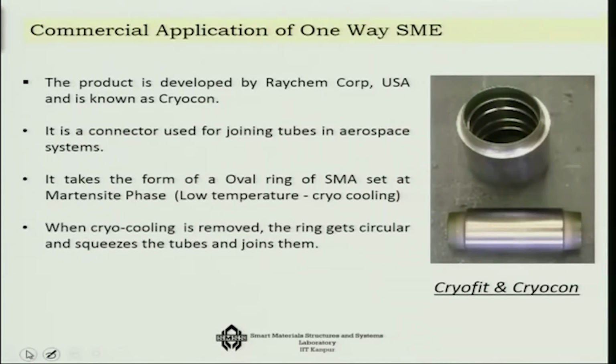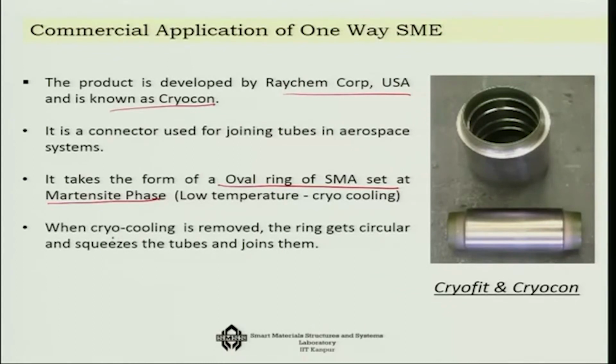Now there are many commercial applications of one-way SME. For example, this is a Raychem Corporation product which is known as Cryocon. It is essentially a connector which is used for joining tubes in aerospace applications, and it takes the form of an oval ring of SMA set at martensite phase at low temperature. So initially this is an oval ring.